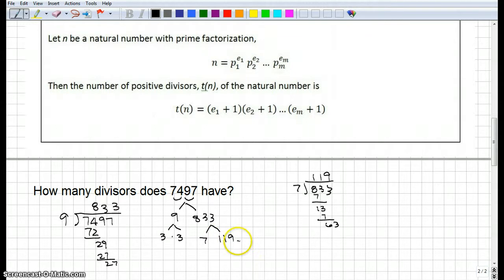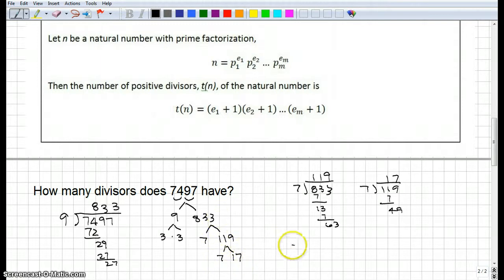Now we know 119 is not divisible by 2 or 3 or 4 or 5, because 833 was not divisible by any of those numbers. So let's try 7 again. 7 into 119 gives us 17. So this is 7 times 17. And we know 17 is prime.